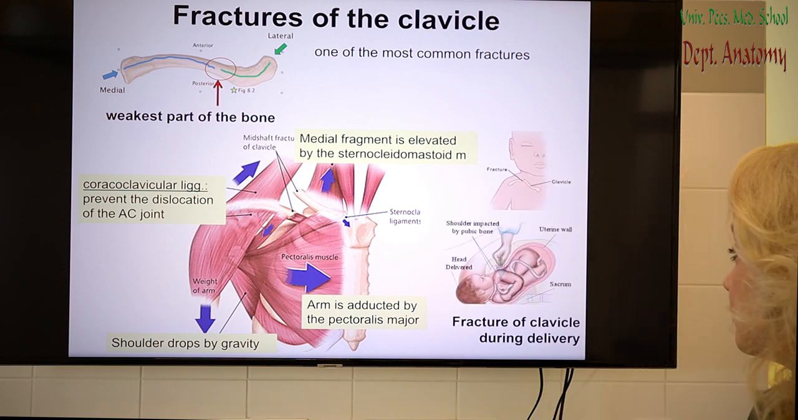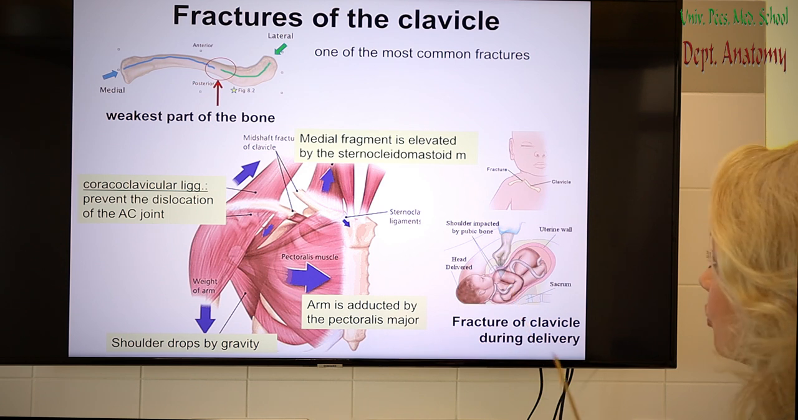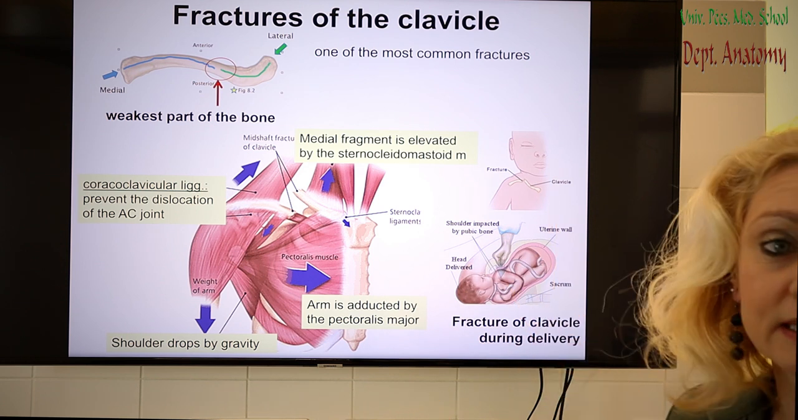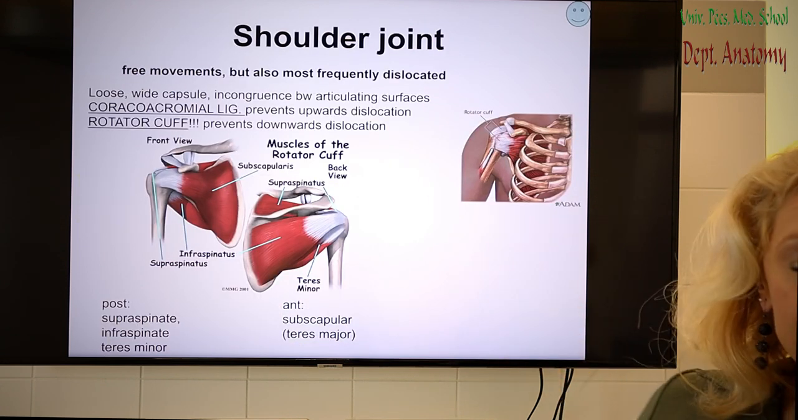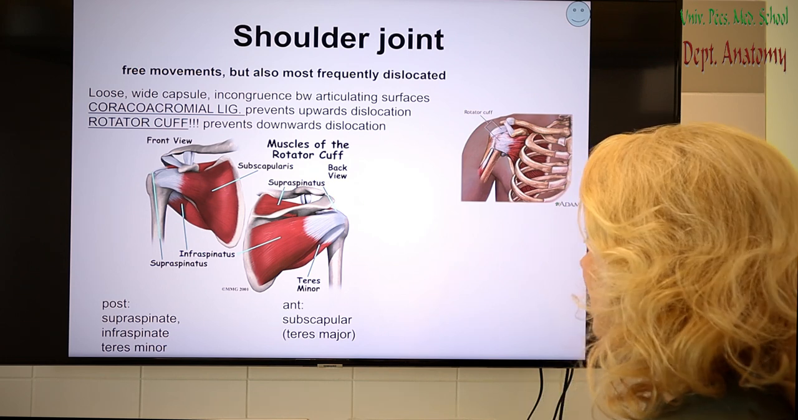This can happen also during childbirth, when the clavicle is pushed too strongly and it can be broken. This is already an important slide for the exam as well.